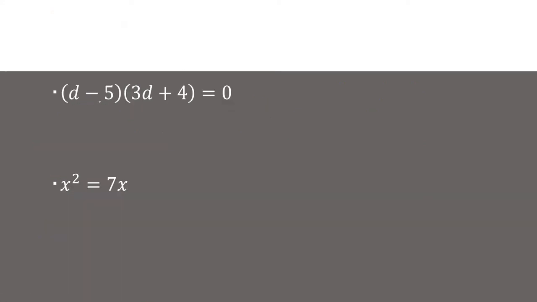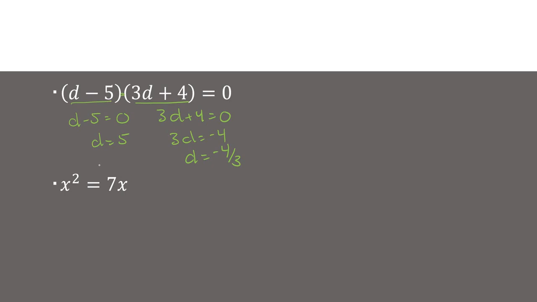Okay, sometimes the factors are already done for you. So I already have two things being multiplied to 0. So all I have to do is break them apart and say the first one could equal 0, or the second one could equal 0. And now we're going to solve this just like we always have. Add 5 to both sides, so d could equal 5. And for this one, d could equal -4/3.